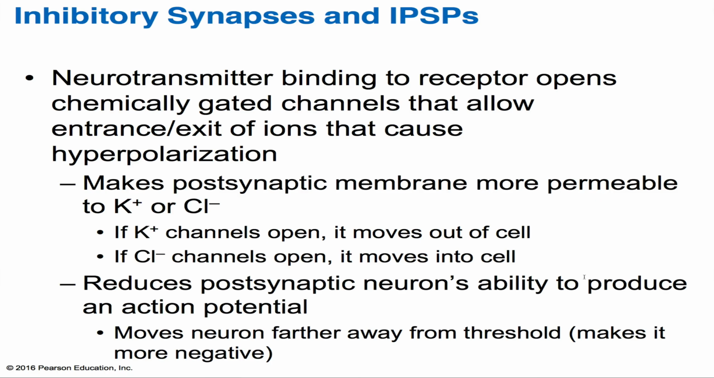The majority of inhibitory neurotransmitters induce hyperpolarization of the postsynaptic membrane by making the membrane more permeable to potassium ions or chloride ions. If the potassium channels are open, potassium is going to move out of the cell. If the chloride channels are open, then chloride is going to move inside the cell. Either way, the charge on the inner face of the membrane becomes more negative. As the membrane potential is driven further away from the axon's threshold, the postsynaptic neuron becomes less likely to fire an action potential, and larger depolarizing currents are required to induce an action potential. These changes in potentials are called inhibitory postsynaptic potentials, or IPSPs.